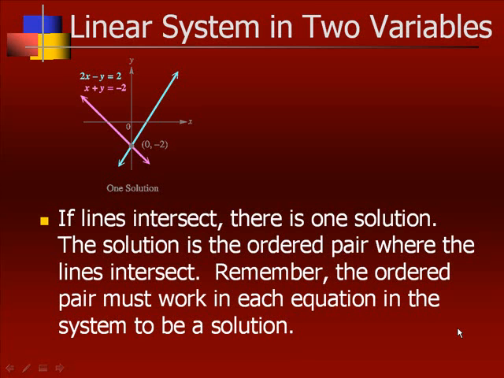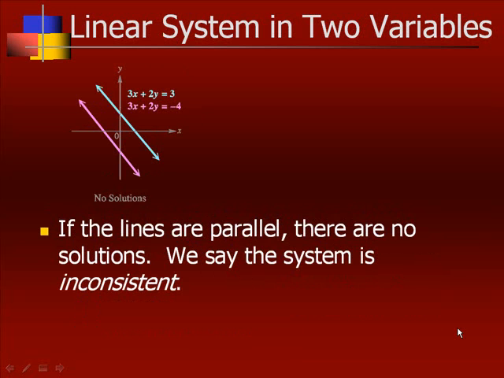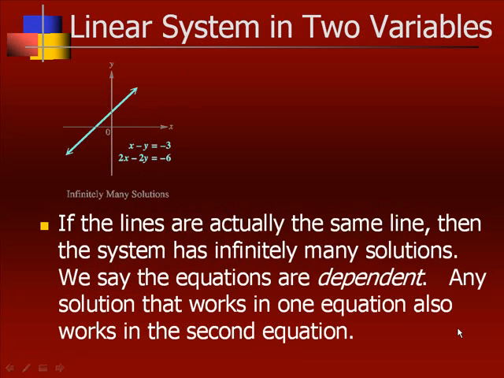Now, real quick, one more time. If the lines graphed intersect, then there is one solution, and the solution is the ordered pair where the lines intersect. Now remember, the ordered pair must work in both equations in the system to be a solution. If the lines are parallel, then there is no solution, and we say that the system is inconsistent. Third case, if the lines are actually the same line, then the system has many solutions.